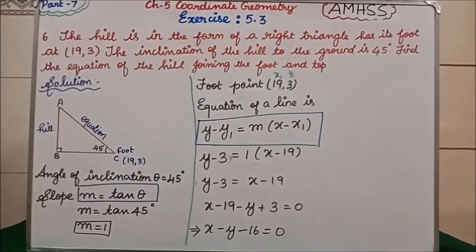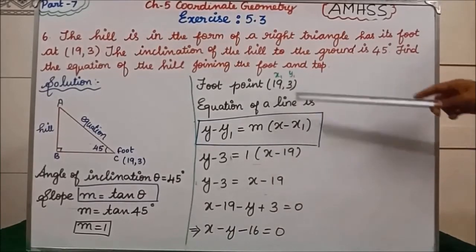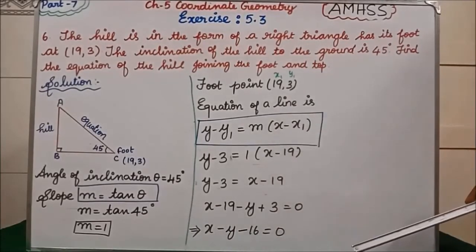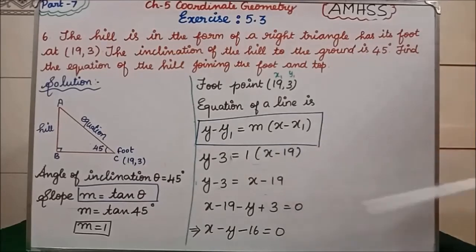We know the x1 value and y1 value, so just substitute. y minus y1, which is 3, is equal to m value 1, into x minus x1, where x1 is 19. So y minus 3 is equal to 1 into x minus 19, that is x minus 19. I have told you many times in the equation of a straight line what format to write: x term, y term, and at last the constant.